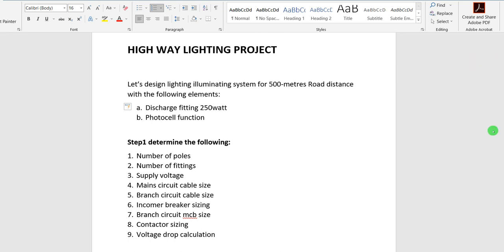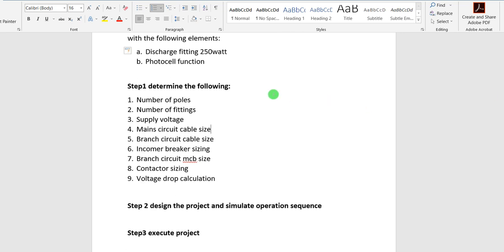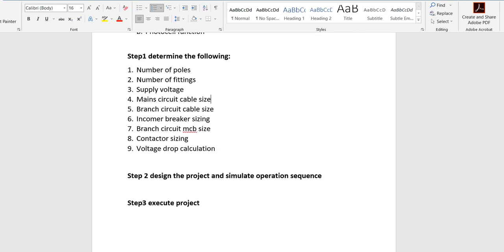Then still on that project, we're going to determine the following. One, number of poles to cover that distance of 500 meters. Number of fittings, supply voltage, main circuit cable sizing, branch circuit cable sizing, incomer breaker sizing, branch circuit sizing, contactor sizing, voltage drop calculation. We're going to do that. This is what we need to do. Okay, that is step one.